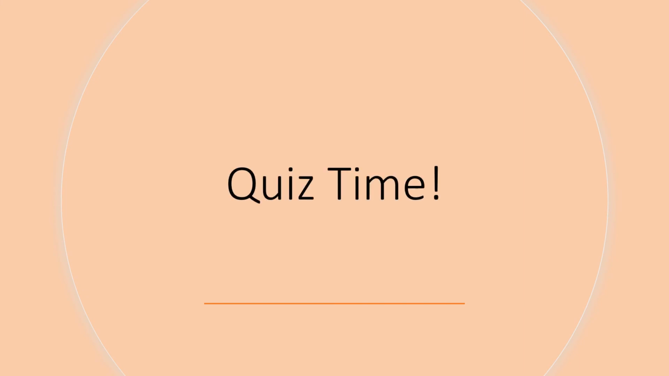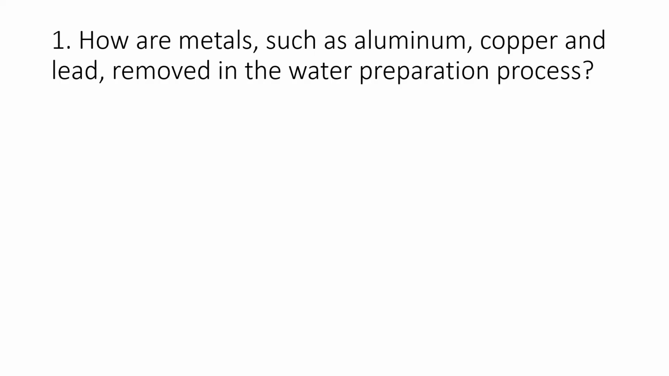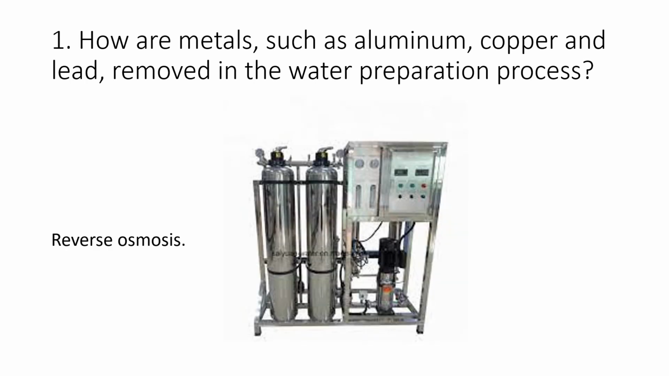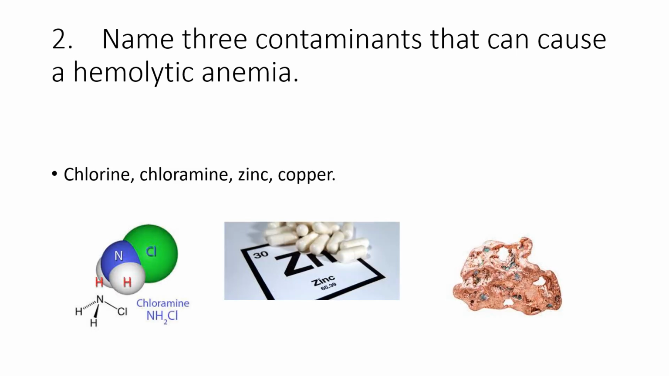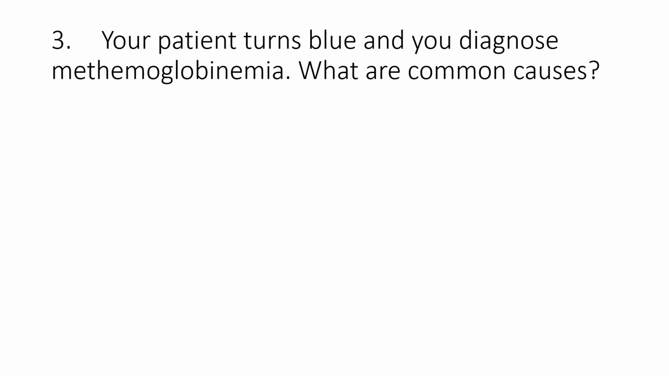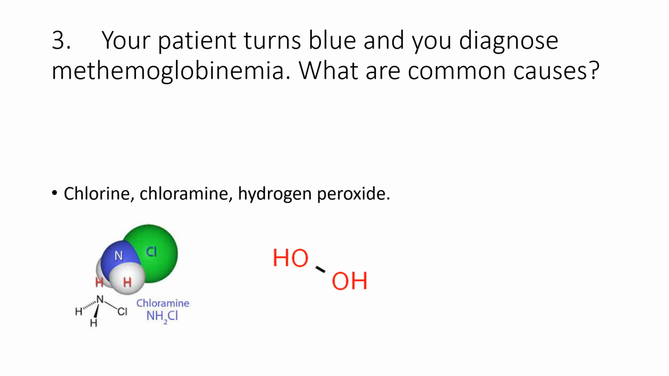Time for your standard quiz. Question number 1. How are metals such as aluminum, copper, and lead removed in the water preparation process? That's right, reverse osmosis. Fantastic. Question number 2. Name 3 contaminants that can cause a hemolytic anemia or rupture of red blood cells. Survey says chlorine, chloramine, zinc, and copper. Excellent. Next question. Your patient turns blue and you diagnose methemoglobinemia. What are common causes? That's right, chlorine, chloramines, and hydrogen peroxide.